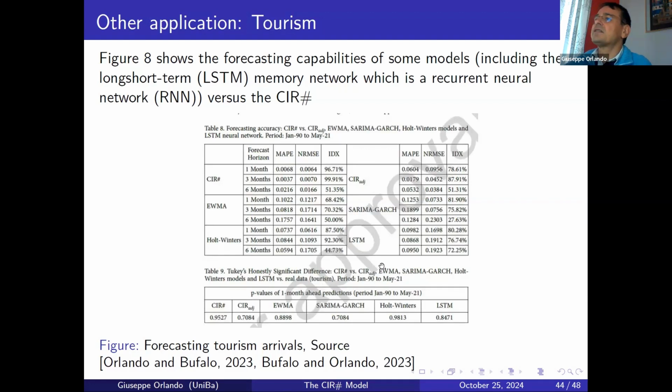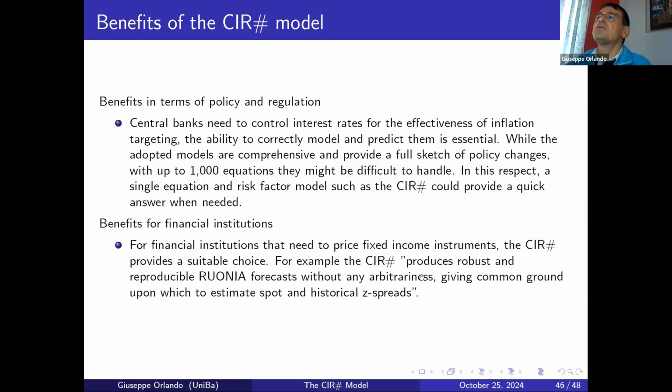And again, the results are similar in the sense that in terms of the directionality plus in terms of error, the CR sharp is able to beat all the presented models. So regarding the conclusion, what is the benefit? Well, the benefit is that we have a good model in terms of error and the directionality, as I said, and it can be used for policy and regulation. Some financial institutions can use this model also for pricing historical Z-spreads. There are investment banks that do that.